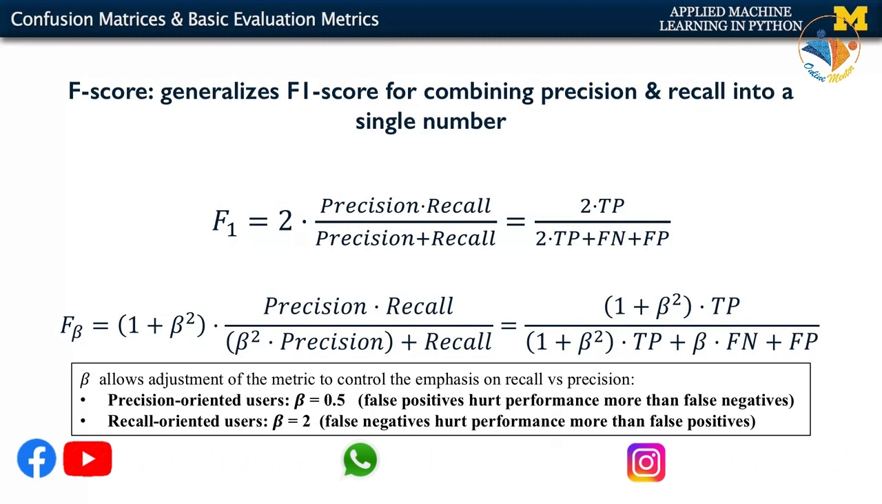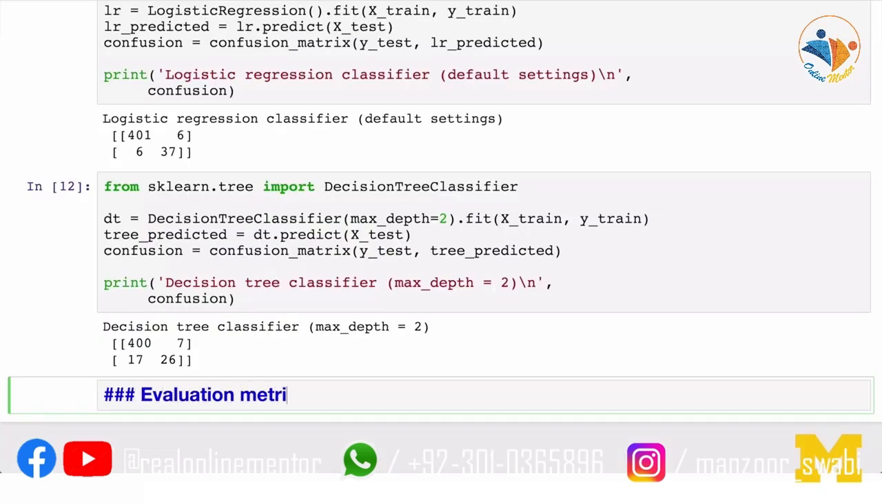For recall-oriented situations, we might set beta to a number larger than 1, say 2, to emphasize that false negatives should hurt performance more than false positives. The setting of beta equals 1 corresponds to the F1 score special case that we just saw that weights precision and recall equally. Let's take a look now at how we can compute these evaluation metrics in Python using scikit-learn.